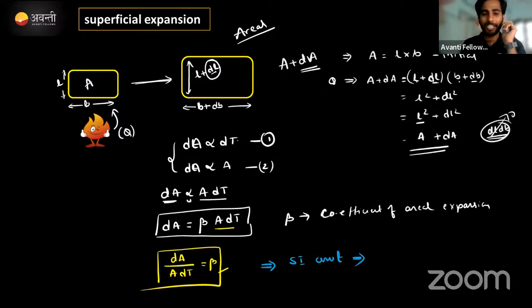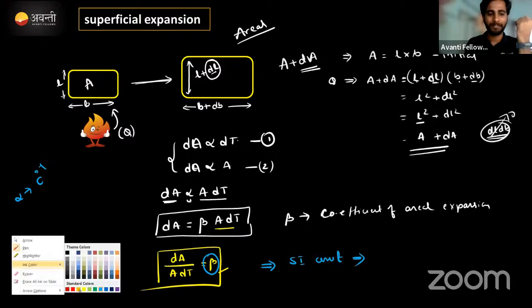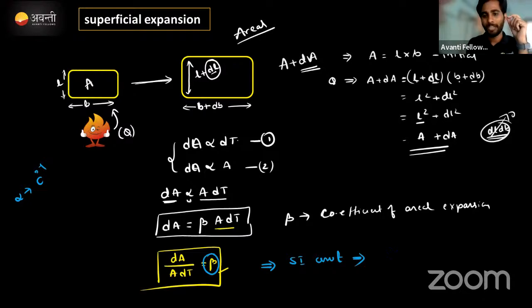Beta के लिए SI unit क्या है? उधर अल्फा के लिए SI unit आ गया था पर डिग्री सेंटीग्रेड और सेंटीग्रेड इनवर्स. इधर क्या आता है? देखो इक्वेशन में क्या है? यस यस सेम dA अपॉन A इंटू dt है.